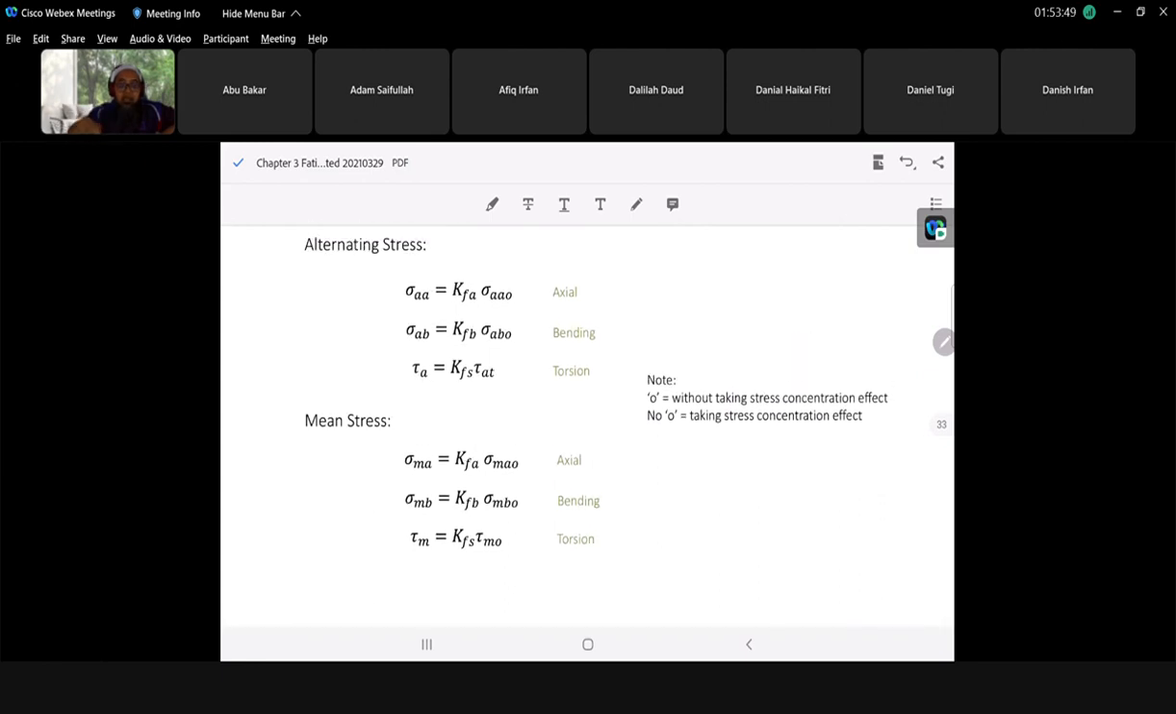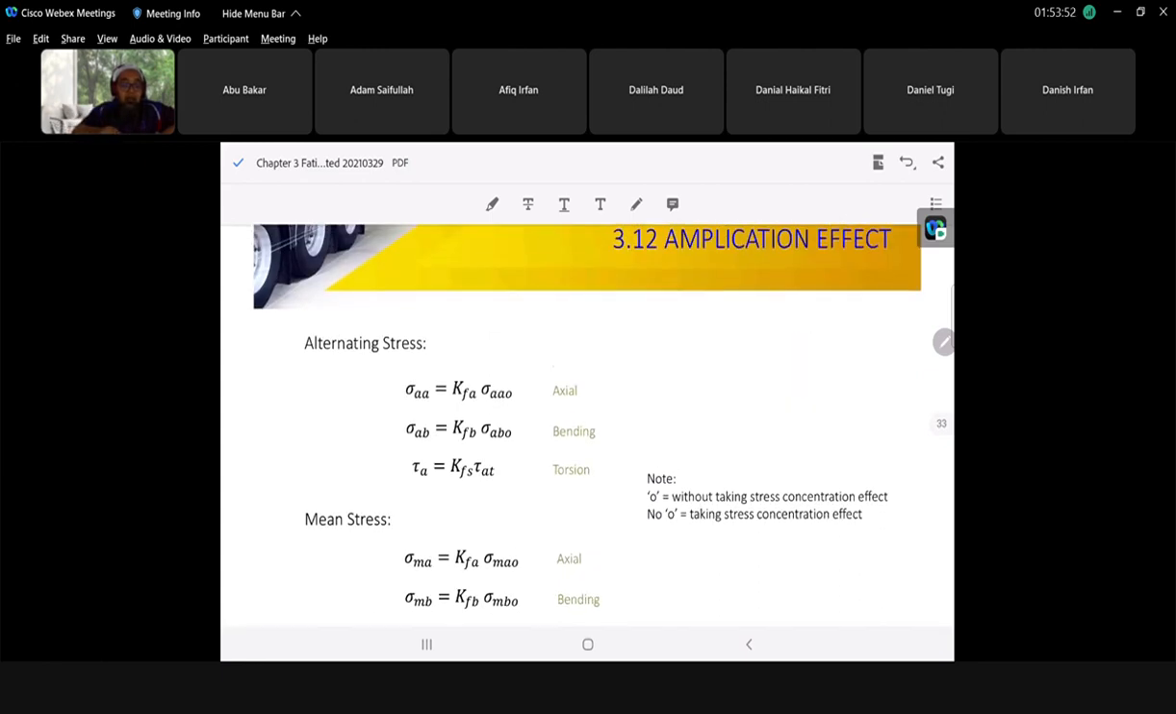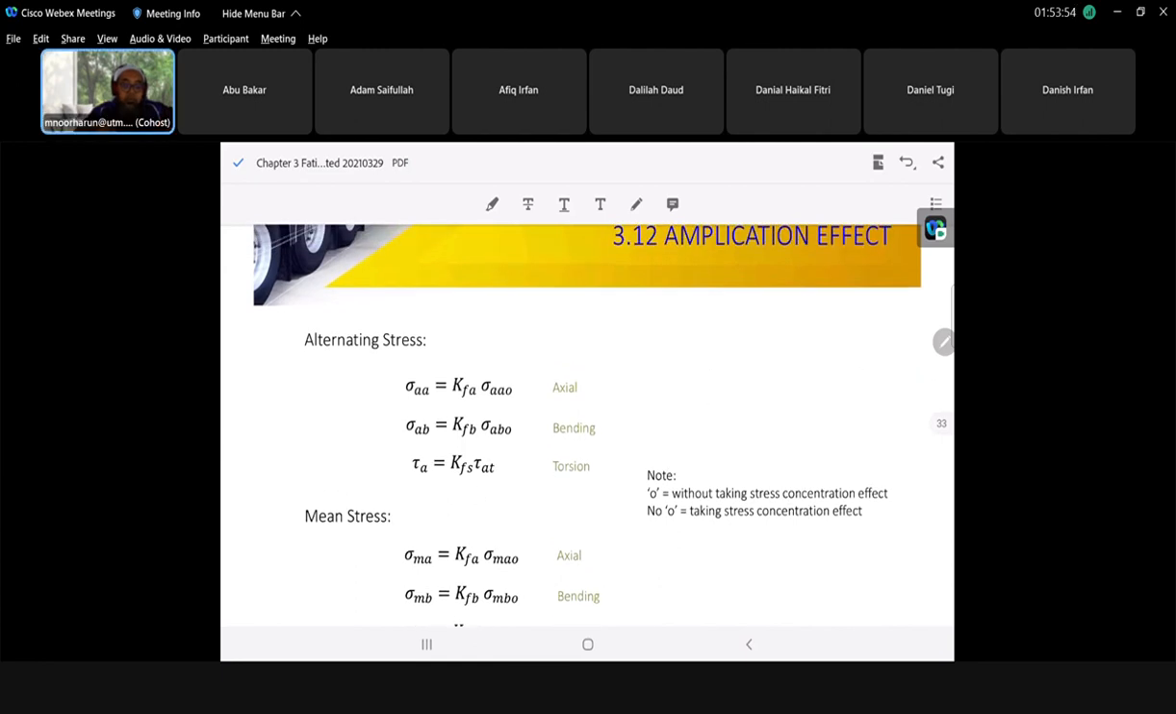Okay, ni yang tadi lah. So we just multiply the original stress concentration factor, dapat, multiply. So ini kita dapat the real one. Okay, kelas ada soalan?